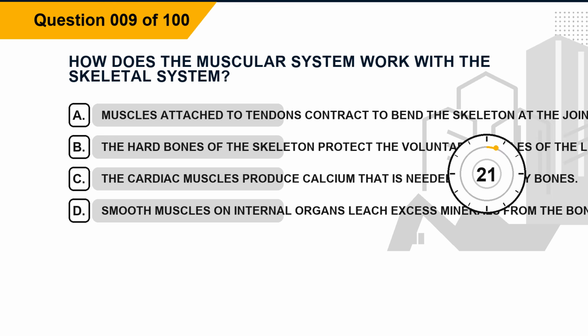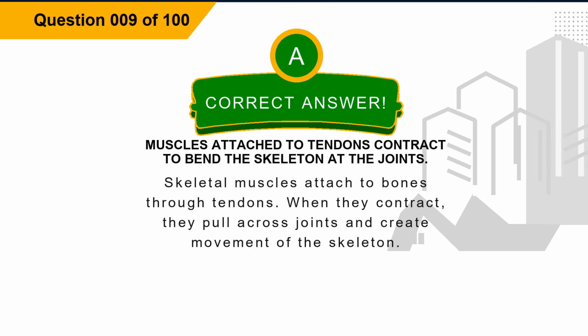Question 9. How does the muscular system work with the skeletal system? Option A, muscles attached to tendons contract to bend the skeleton at the joints. Option B, the hard bones of the skeleton protect the voluntary muscles of the limbs. Option C, the cardiac muscles produce calcium that is needed for sturdy bones. Option D, smooth muscles on internal organs leach excess minerals from the bones. The correct answer is option A, muscles attached to tendons contract to bend the skeleton at the joints. Explanation. Skeletal muscles attach to bones through tendons. When they contract, they pull across joints and create movement of the skeleton.